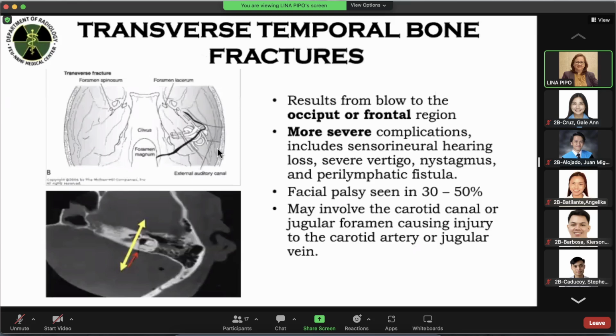Then your transverse temporal bone fracture, this one results from a blow to the occiput or frontal region. Okay? It produces more severe complications such as sensorineural hearing loss, severe vertigo, nystagmus, and perilymphatic fistula. Facial palsy is seen in 30 to 50%, and it may involve the carotid canal or the jugular foramen, causing injury to the carotid artery or jugular vein. So this is how your transverse temporal bone fracture looks like.